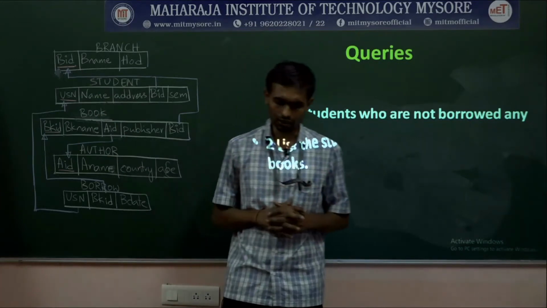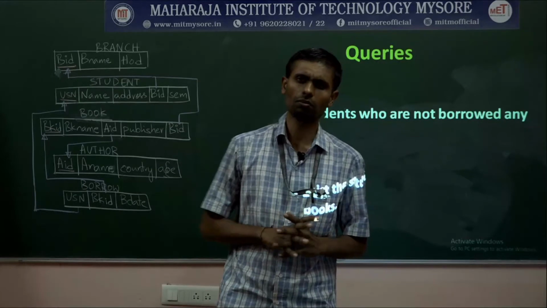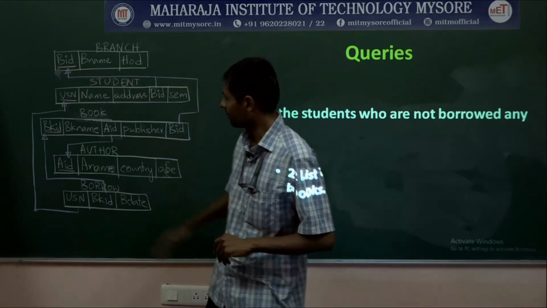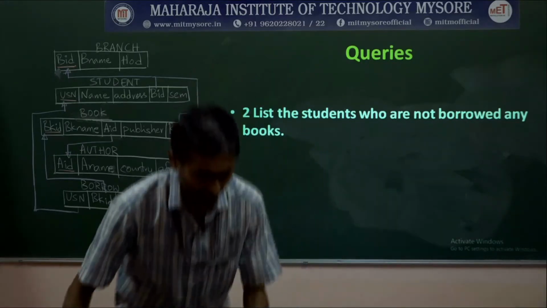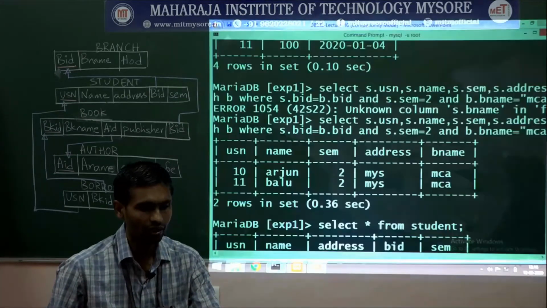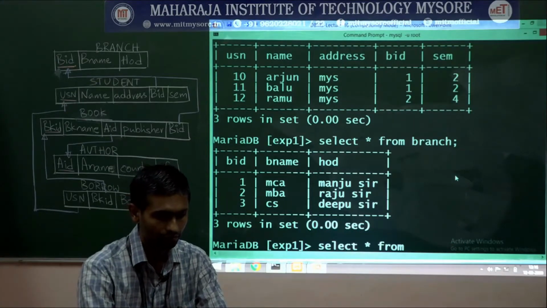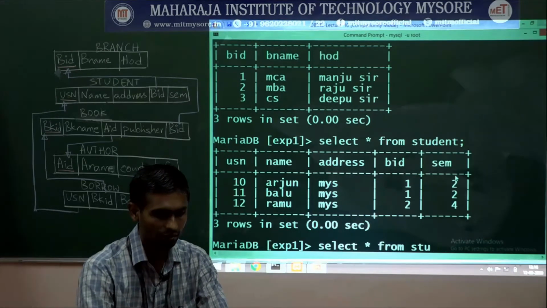But how can I say whether the student borrowed a book or not? Here I want only the list of students who have not borrowed any books. To get it, I definitely require the borrow table also. One thing is very simple. Let me display the student table. Select star from student. And one more is borrow.